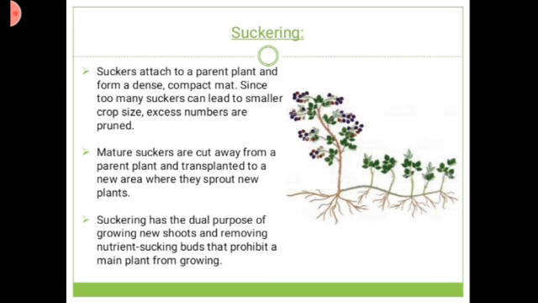The suckers are cut and taken to another area, a new area where they form a new plant. In this way the plant number may be increased, and these suckers have a dual process: it helps in growing new shoots and also helps in removing nutrient sucking buds that prohibit the main stem from growing.